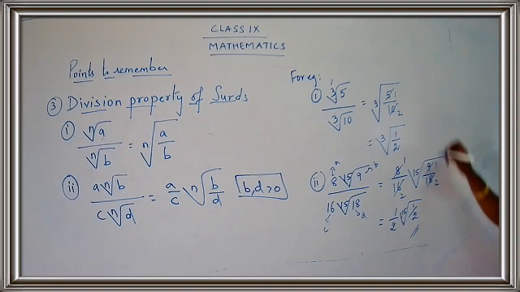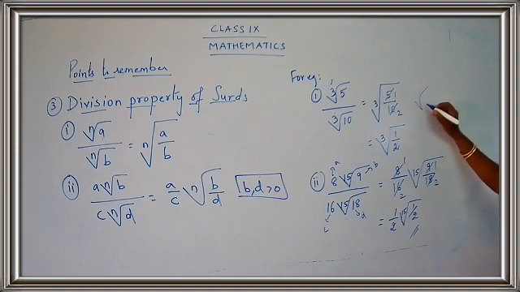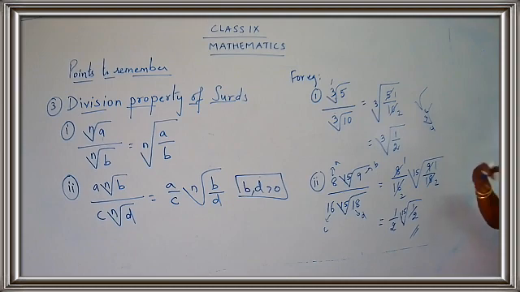Clear, children? So if you have no number, it should be read as square root. If you have 3 in the root sign, in the root index, you have to read it as cube root. Then other numbers, 4th root, 5th root, and so on. Are you clear with the rules, children?